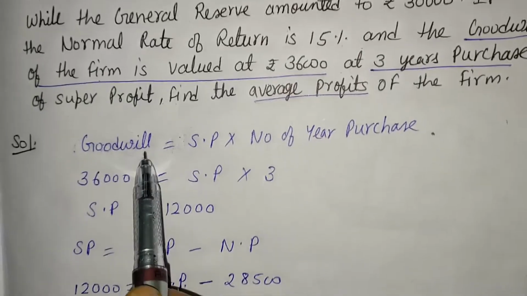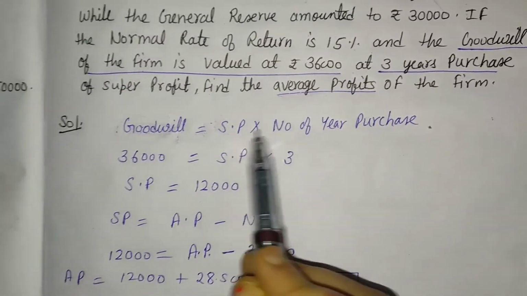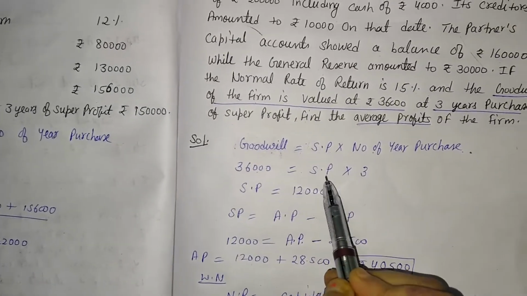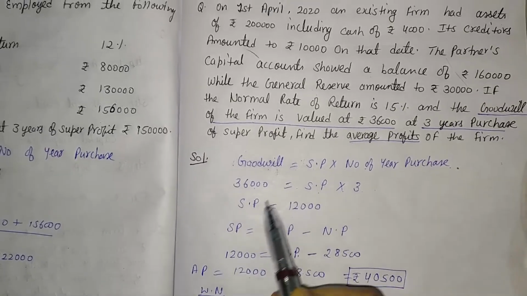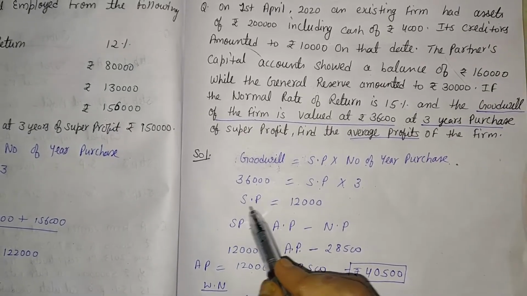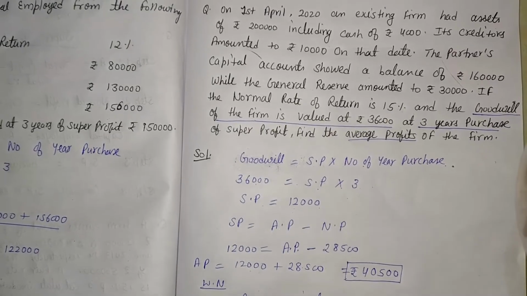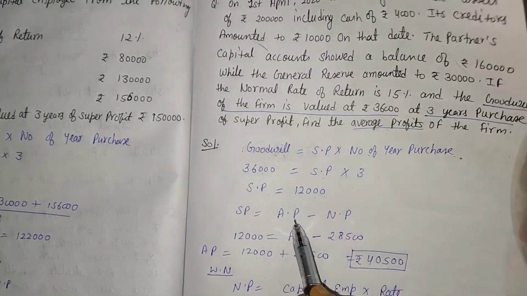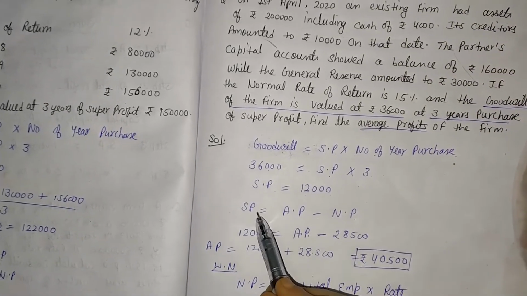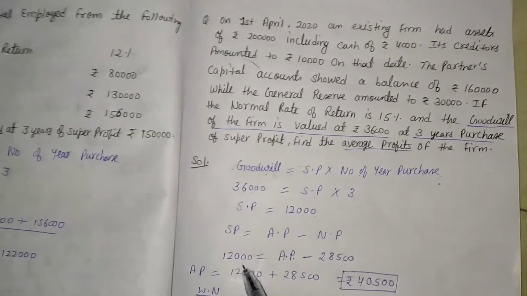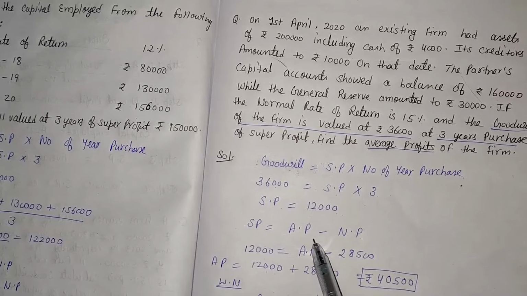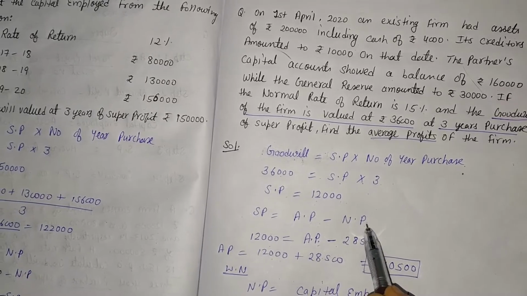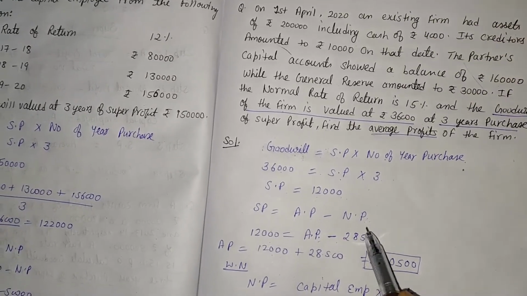In this question, we will have to calculate average profit. So first of all, goodwill is given. The formula of goodwill is super profit multiplied by number of years' purchase. Goodwill is given, that is 36,000, equal to super profit multiplied by number of years' purchase. After solving this equation, we can find the value of super profit, that is rupees 12,000. Now the second step: super profit is equal to average profit minus normal profit. Here super profit we have already calculated, that is 12,000 rupees. There is no information on average profit, and there is no information on normal profit also. So we will make a working note.